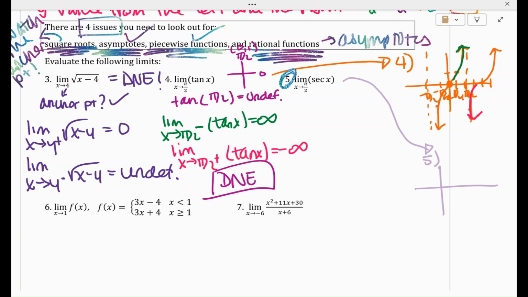And the secant is 1 over cosine, which is 1 over x. So 1 over 0 would be just undefined again. So if you think about it, if you were to actually try to evaluate, the secant of pi over 2 is actually undefined as well, just like tangent. So therefore, we're going to get a vertical asymptote at pi over 2.